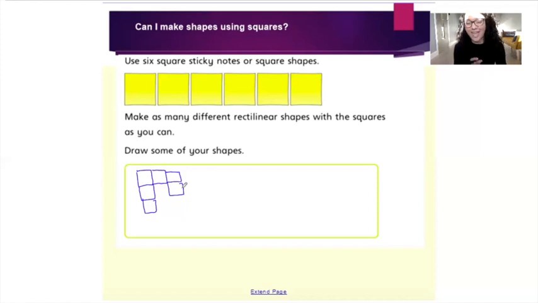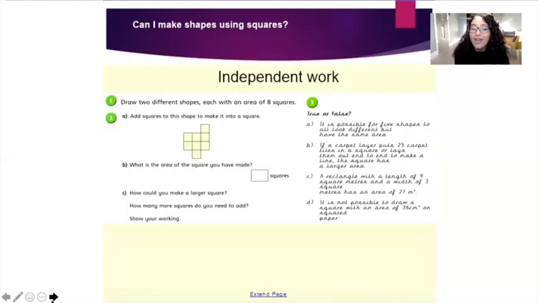Pause the video and try. Here is your independent work. You have 3 different questions. So pause this video, have a go at answering them, and then once you unpause, we will go through the answers together. So the first question says, draw 2 different shapes, each with an area of 8 squares. So 2 different shapes, and both of those shapes have to have an area of 8 squares. So that means that both of those shapes have to be drawn with 8 squares and 8 squares only.